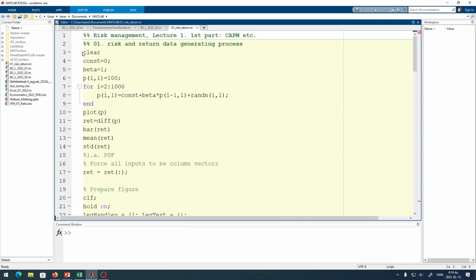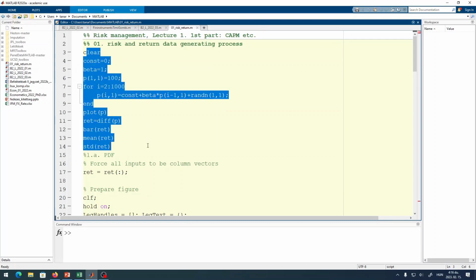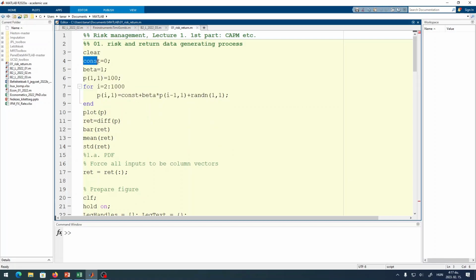So the first part is about generating this data set. Okay, we start with a clear. I did not want it to care about the constant, so it's set to 0, so there is no drift in the procedure, and also the beta was set to 1, so all the trust data is built into the data generating process, which sometimes can be questionable, but we will see.